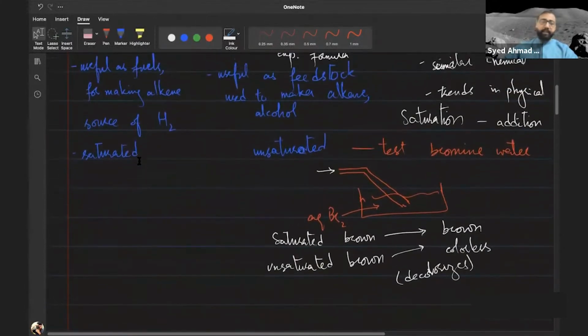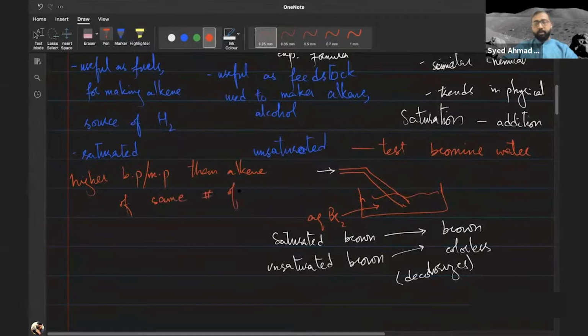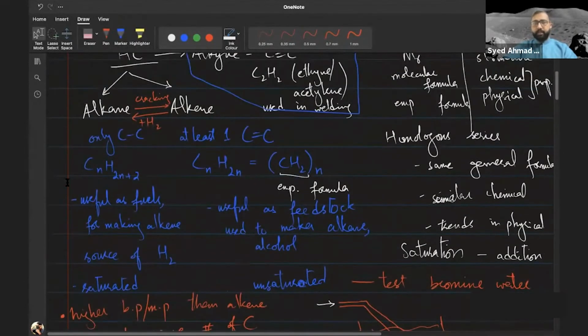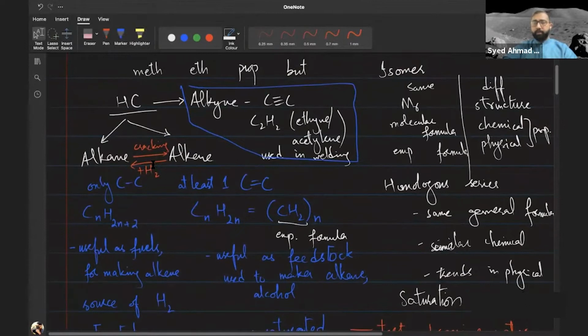Alright, so alkane has a higher boiling point or melting point than alkene of the same number of carbons. Okay, so this is another point that they ask you about in MCQs. All right, so that is alkanes, alkenes, and that is how we convert between them.